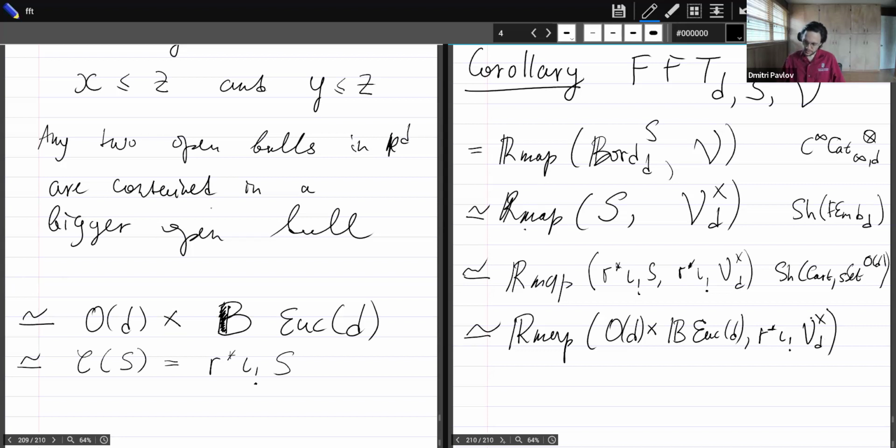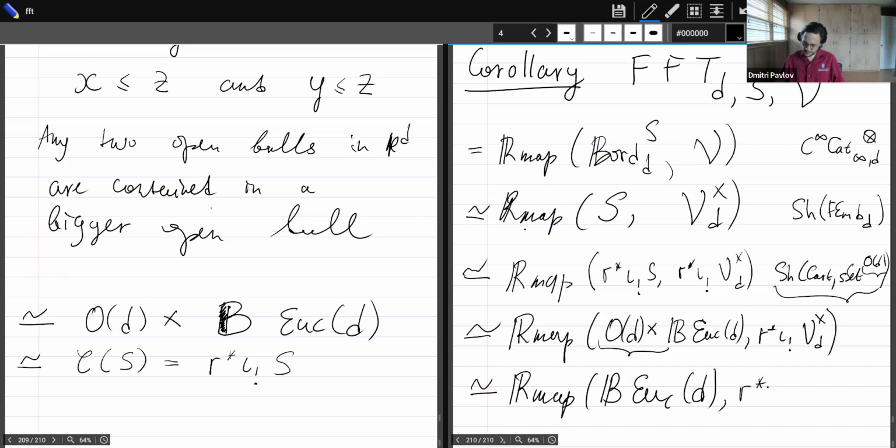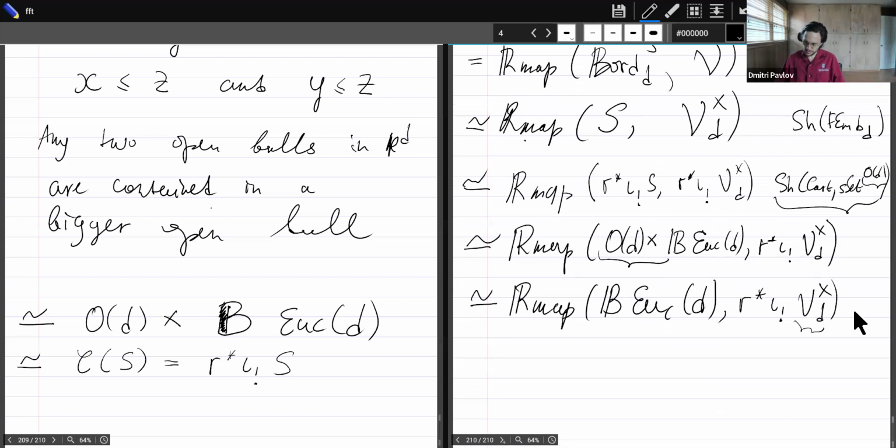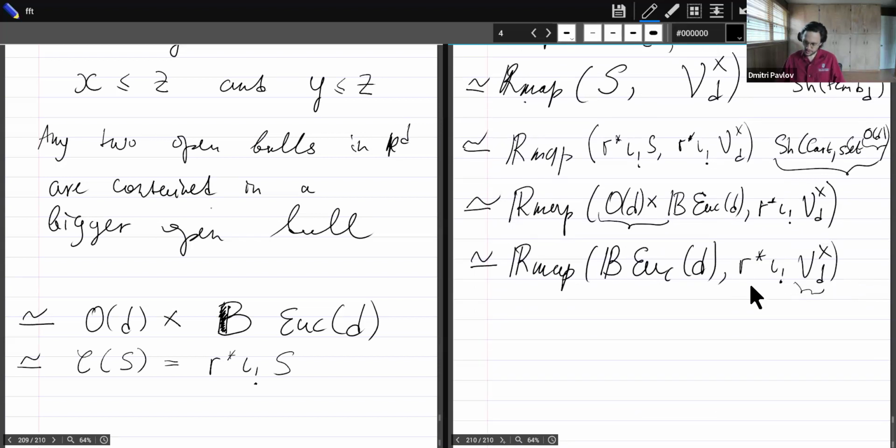And we already know, so we are in the same category as here. And notice we have OD equivariant maps out of an object that has a free action of OD. So this is going to be the same as R map from just B of Euclidean group with values in this. And this we already know how to compute. We did some computations of V cross D before. And this is just a restriction functor.